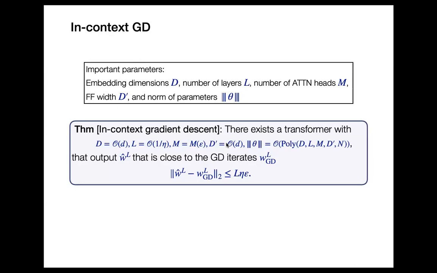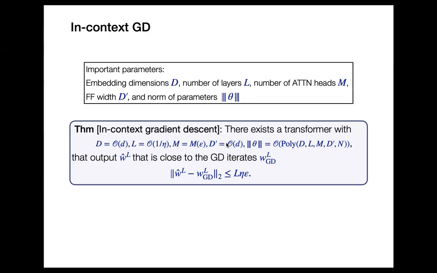And here there are some important parameters of this transformer: the embedding dimension D, the number of layers L, the number of attention heads N, the feed-forward layer width D', and then the norm of the parameters theta. We choose a particular norm, but the specific form of the norm is not very important, because when we talk about generalization of the pre-training process, the generalization error will depend on this norm only in the logarithmic sense. This construction has bounds on these parameters, so it is an efficient construction, and these bounds are useful later when we talk about how to find such a transformer.